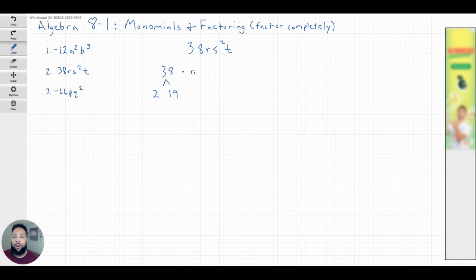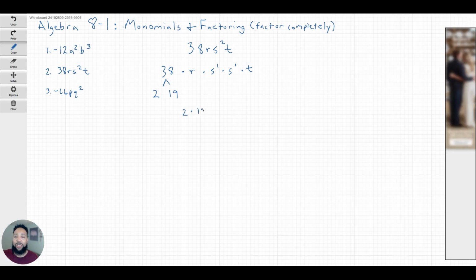And then we have our r. We don't need to break that down. And then s squared is going to be the same as s to the 1 times s to the 1. Remember, adding exponents, that gives you your s to the 2. 1 plus 1 is 2. And then multiplied by t. So when we factor 38 r s squared t completely, it's 2 times 19 times r times s times s times t. Remember, s to the 1 is the same thing as s. We could do that or just leave it as s. So let's go to our next problem.